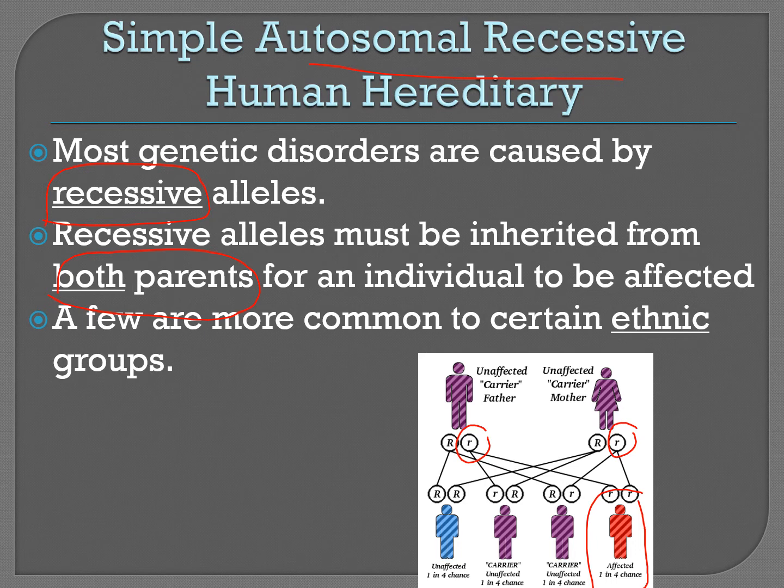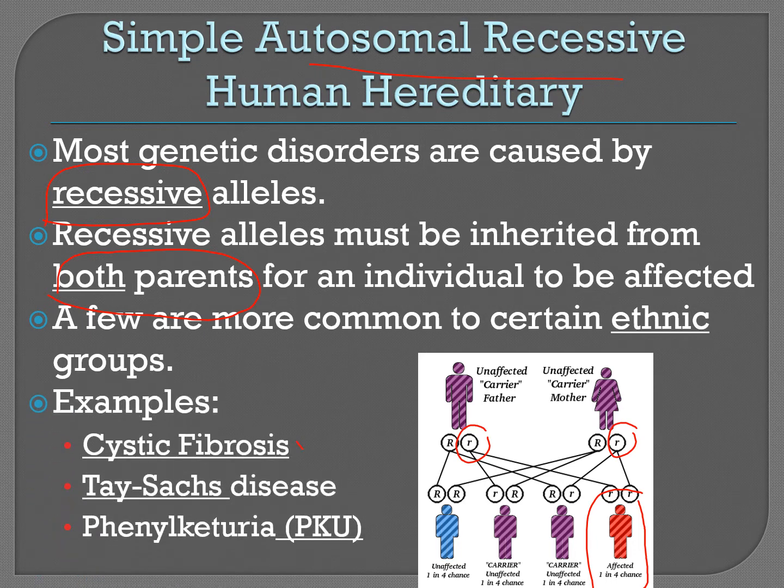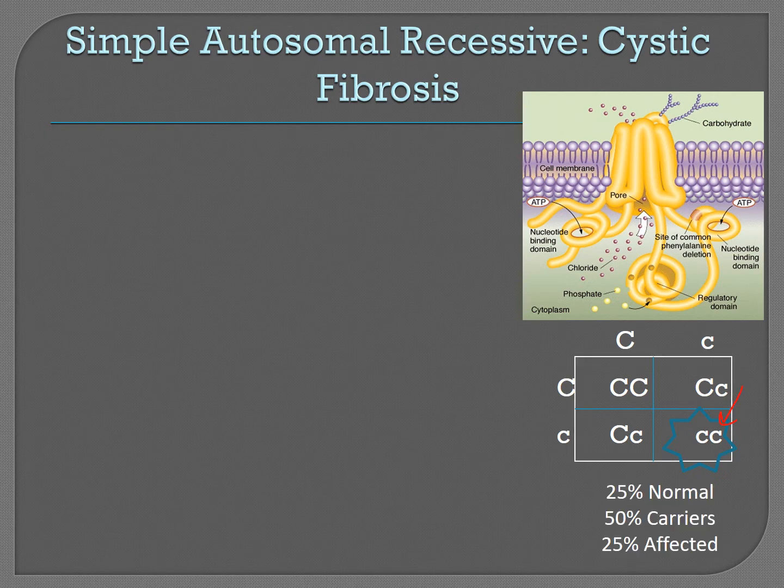Now this is more common in certain groups. We got cystic fibrosis, we have Tay-Sachs disease, and we have PKU. Well, cystic fibrosis, as you see here, we have a recessive thing. We can have people who are carriers, and so you remember this is 1, 2, 1.